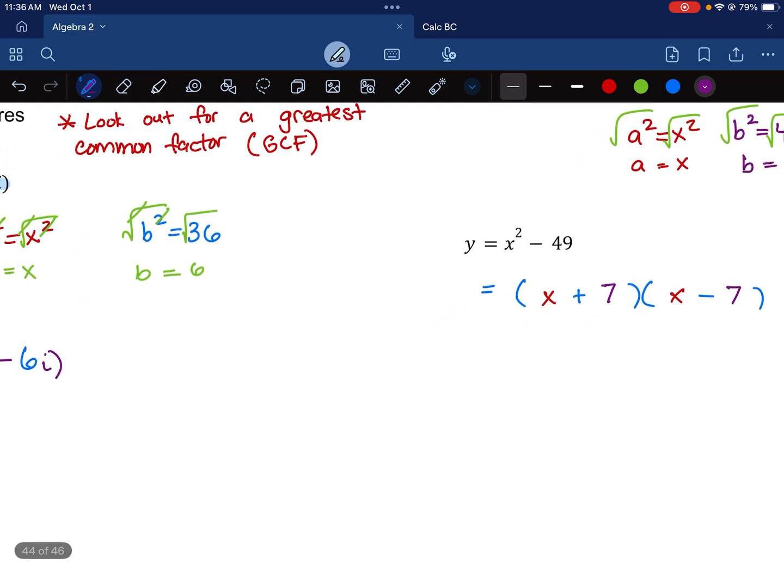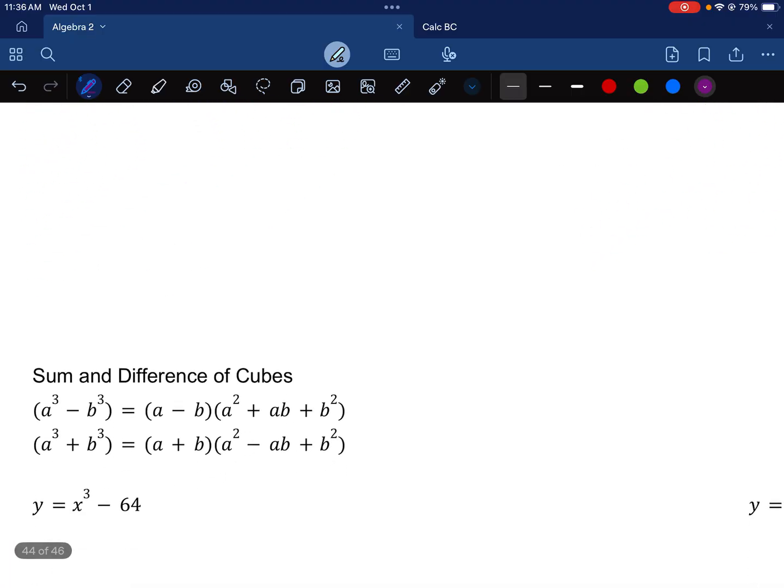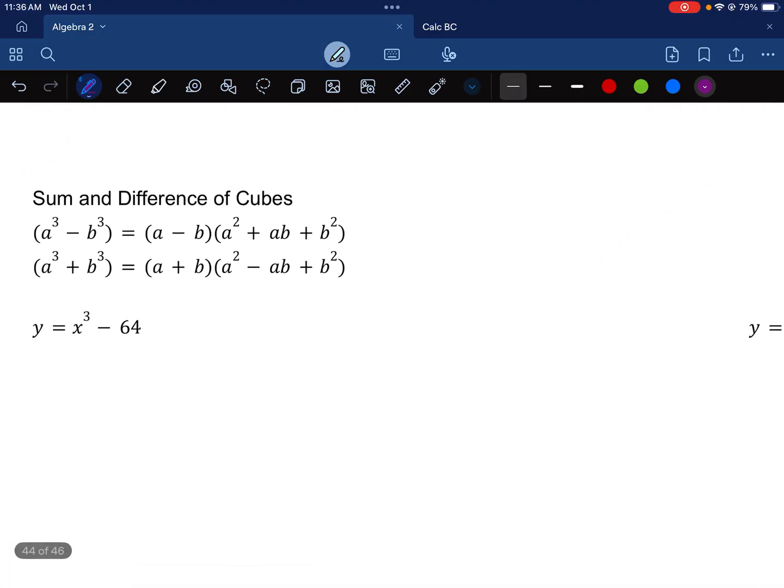All right. Now we're talking about the sum and difference of cubes. A good tell is that you have two terms and you have a variable that's the third power. If you see that, 99.9% of the time, you have a sum or difference of cubes. So these are the two formulas for sum and difference of cubes.